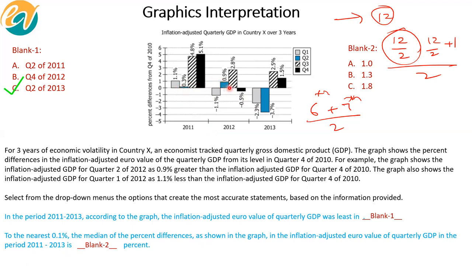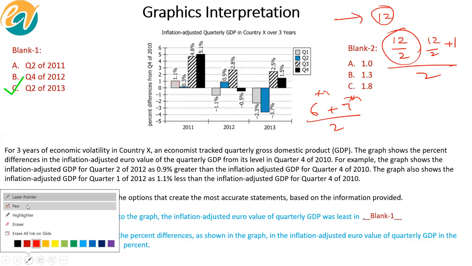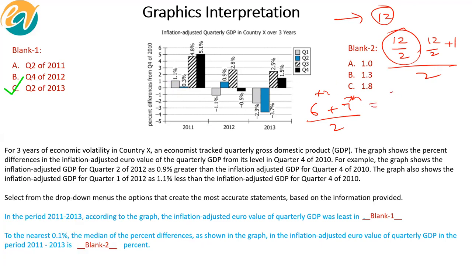Sixth will be 0.9, correct? Sixth is 0.9, right? And seventh will be the next highest value, which is 1.1, correct? So the sixth value is 0.9, the seventh is 1.1, and we have to find the average, which would be 1.